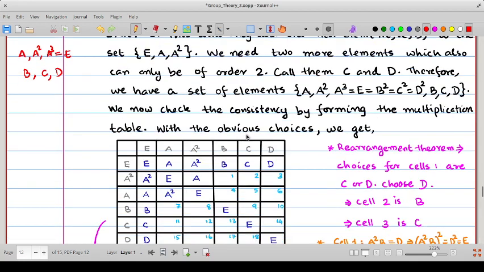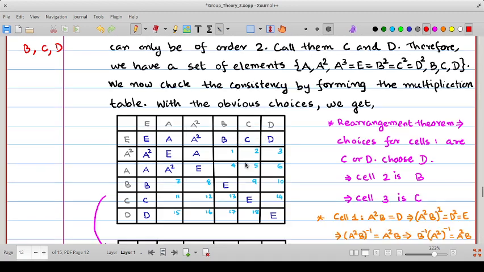So as a second choice of a group of order 6, we may consider this set of elements: A, A square, E, B, C and D, with A cube equal to E, B square equal to E, C square equal to D square equal to E. The next thing to be done is to check whether it is possible to have a consistent multiplication table for this. That means whether this set of elements satisfies all rules required for a group.